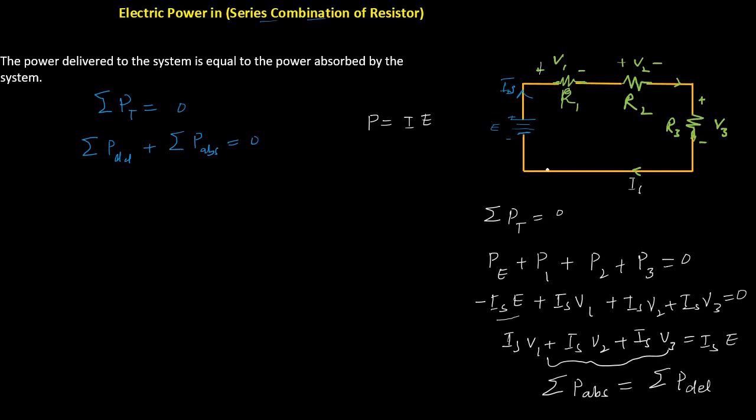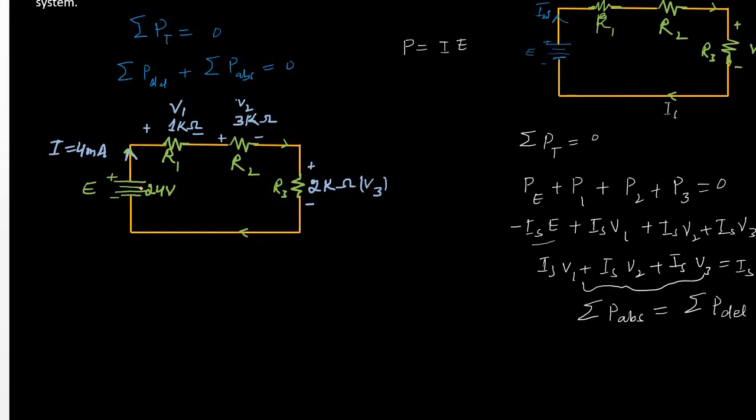Now to understand this in a more brief way, let's take another example in which we have a DC voltage source connected in series with three resistors R1, R2 and R3. R1 has a resistance of 1 kilo ohm, R2 has a value of 3 kilo ohm, and R3 has a value of 2 kilo ohm. There is a current of 4 milliampere in this circuit from the positive terminal of this DC voltage source towards the negative terminal.